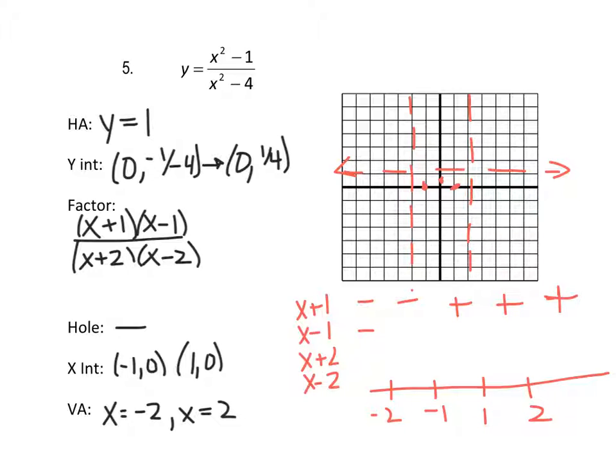-10, that's going to make it negative. -1.5, negative. 0, negative. 1.5, positive. And then once you get from the negatives to the positive, the rest will be positive.